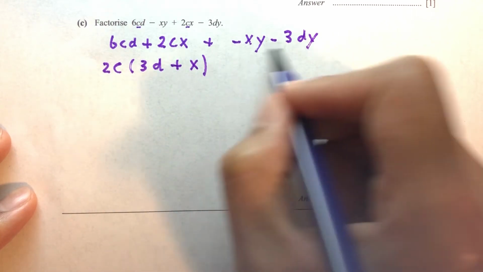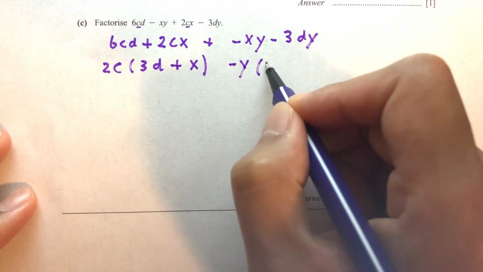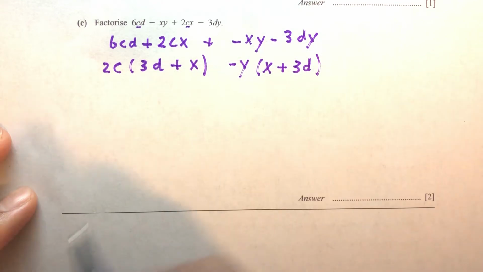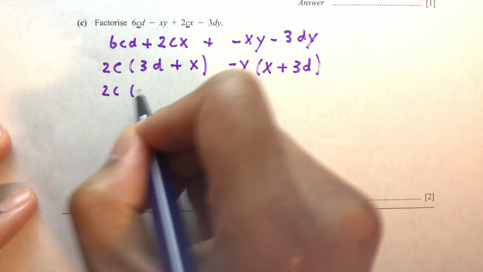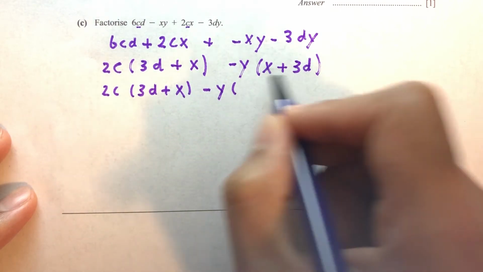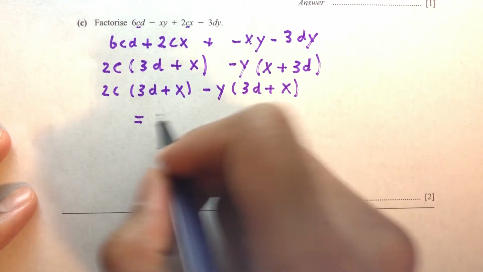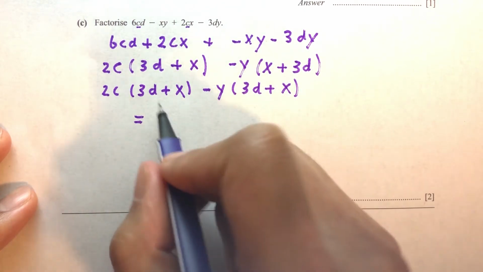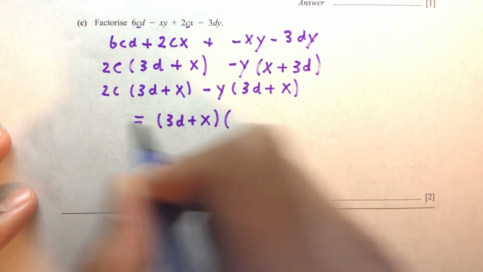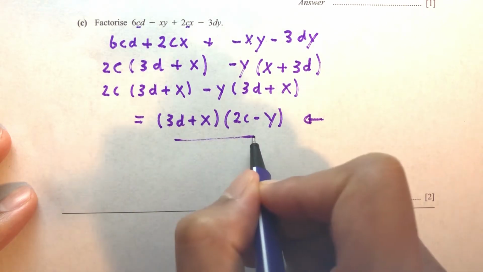And on this side, what is common? Minus y is common, so we take out minus y. We will have x plus 3d. So 2c times 3d plus x, minus y, we rearrange those two: it will be 3d plus x. It will be equal to, we take those two out because they are common. We have 3d plus x times 2c minus y, and that is your answer for part C.